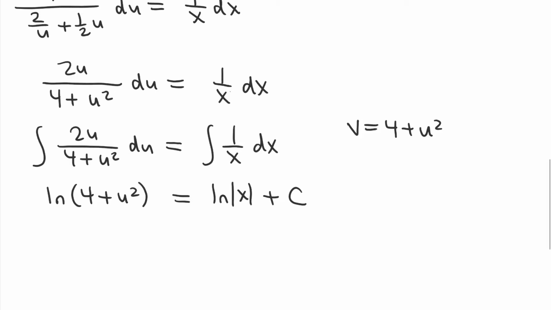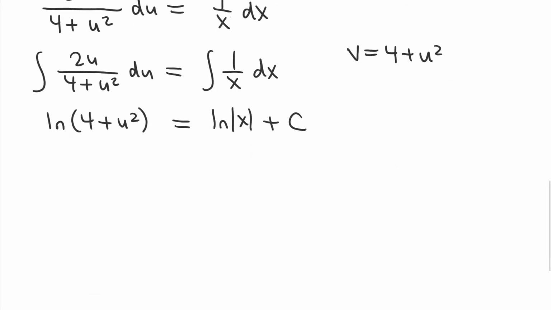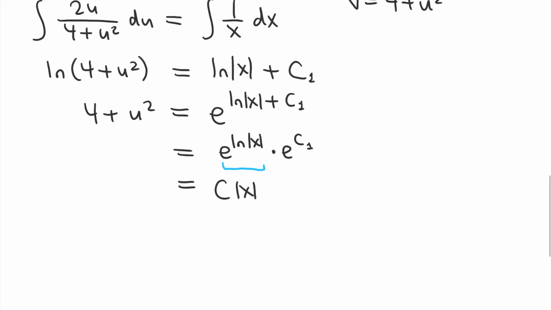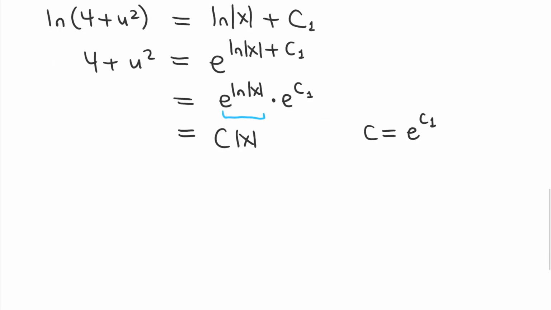Here we want to isolate u, so we're going to take the exponential of both sides. On the left side, we get 4 plus u squared. On the right side, we get e to the natural log absolute value of x plus our constant. This becomes e to the natural log absolute value of x times e to the constant, which will be the absolute value of x times a constant. I'll combine the constant in the front, multiply by absolute value of x, and I'll call my old constant c1, so that this new constant c is equal to e to the c1, because e to an arbitrary constant is just an arbitrary constant. And so u squared is equal to c absolute value of x minus 4.